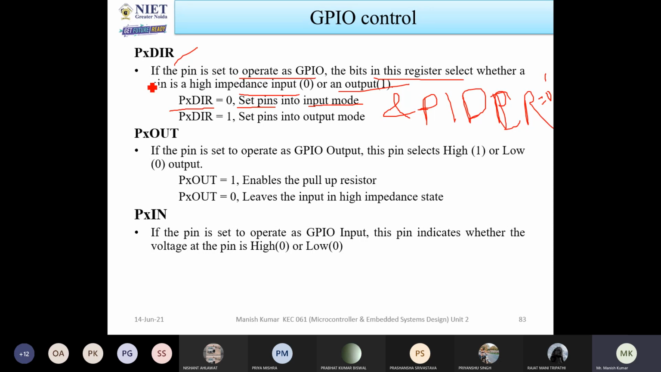Simple. Now the PX out pins, when the pin is set to operate as a GPIO output, then pin select is 1. I already discussed what is the use of PX out pin. PX out equal to 1 means that you are going to enable the pull-up registers. PX out equal to 0 means that it leaves the input in a high impedance state. All of you studied the high impedance state. Whenever a pin is in a high impedance state, it means that you cannot decide the value of that pin.